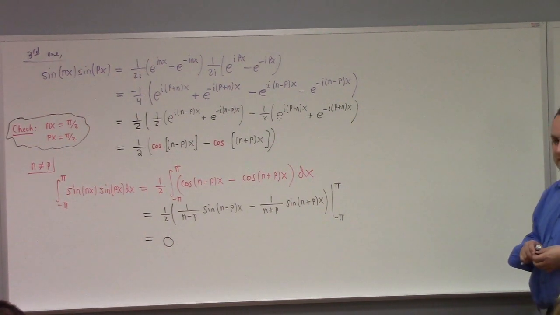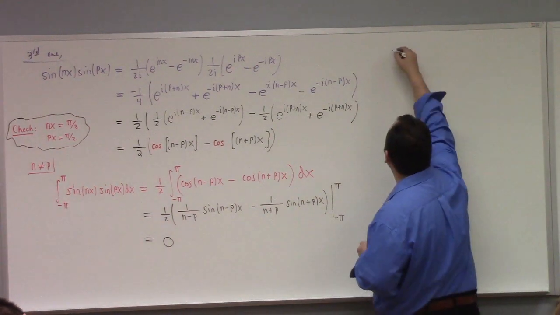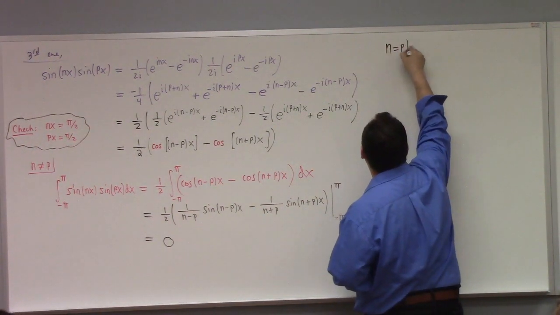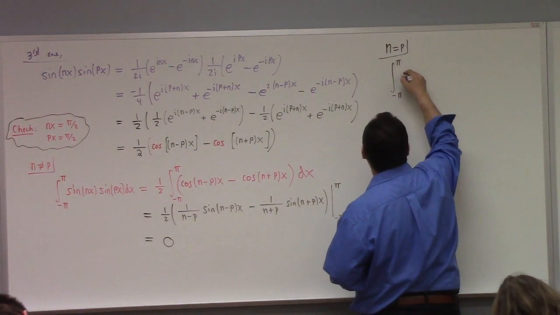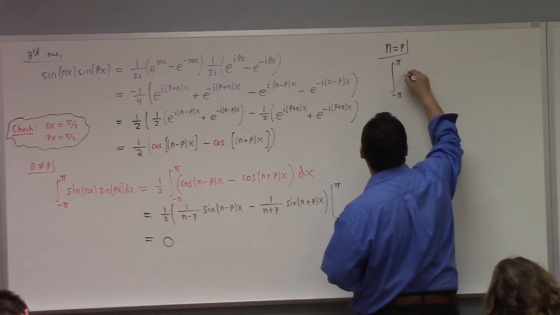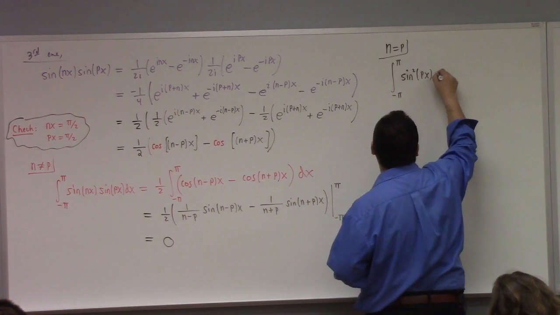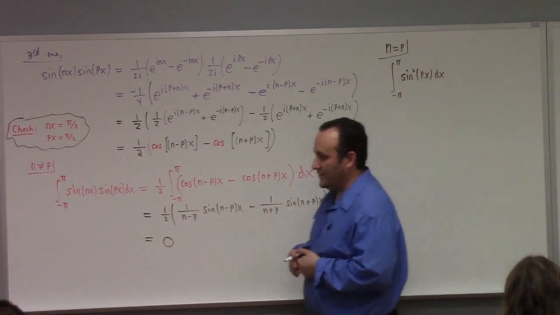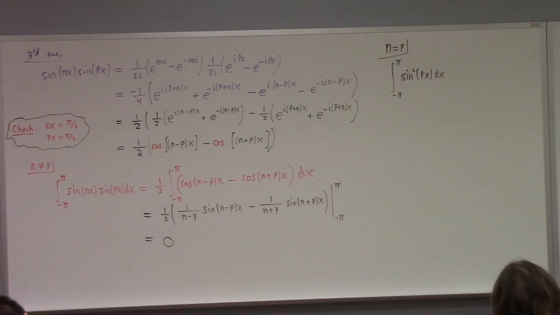Now, there's another case, though, right? What happens when n equals p? What about n equals p? So we'd have what? Cosine, sine squared, right? Of px, am I right? We could keep the n, keep the p. What do you guys want, me to keep the p or keep the n? Keep the n. Ah, you're making me erase.